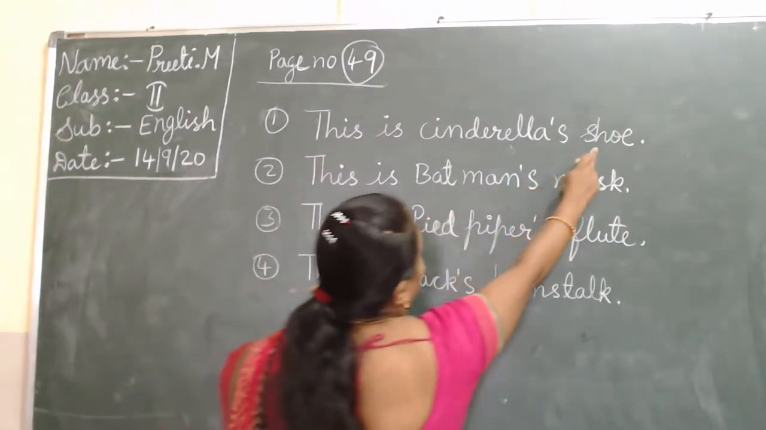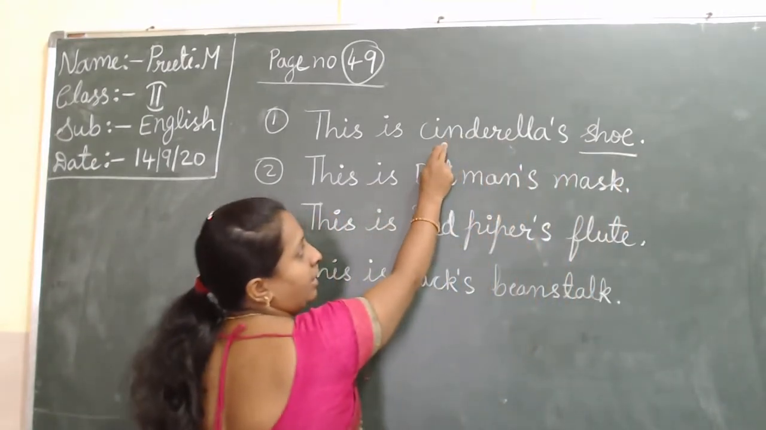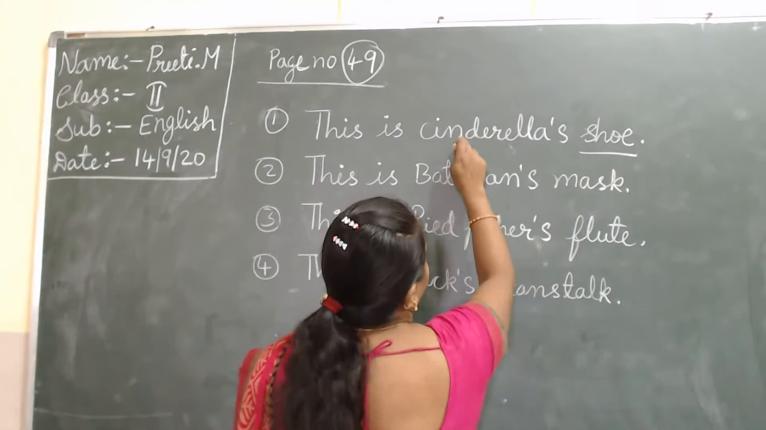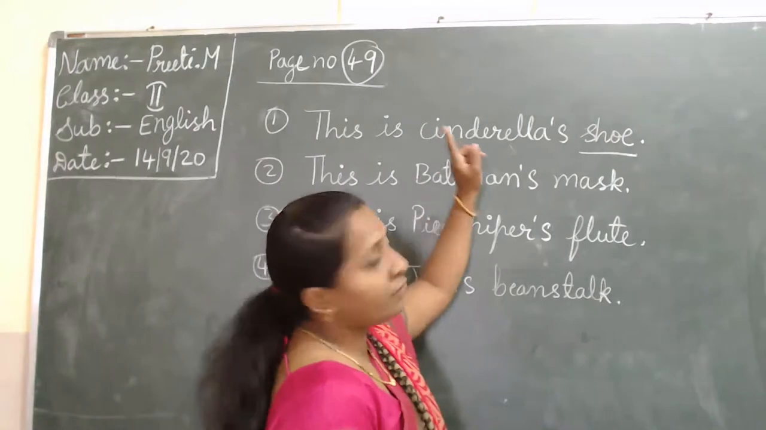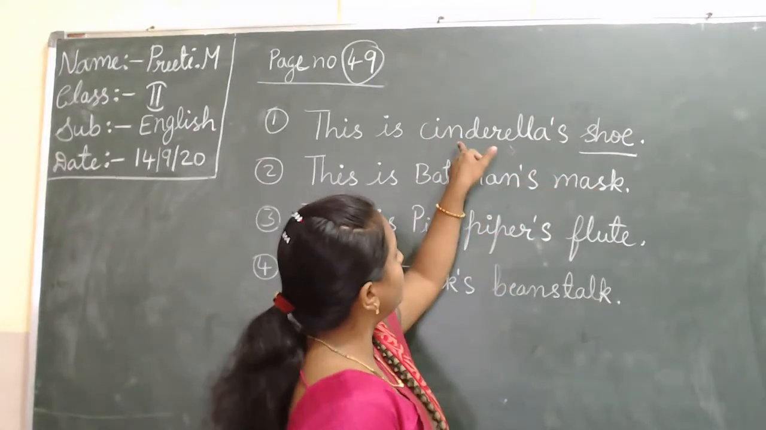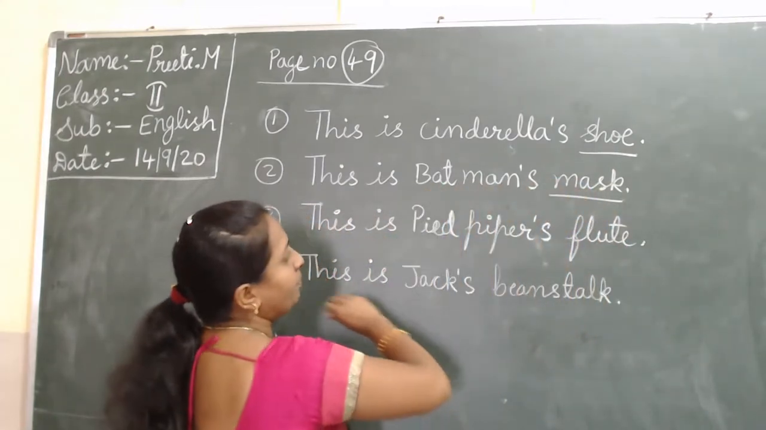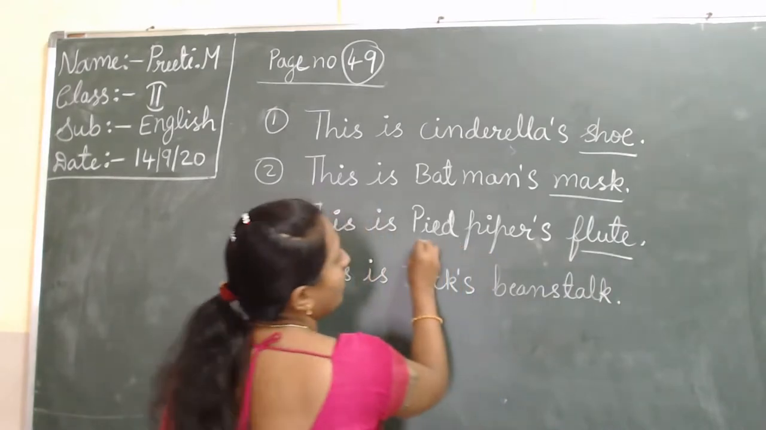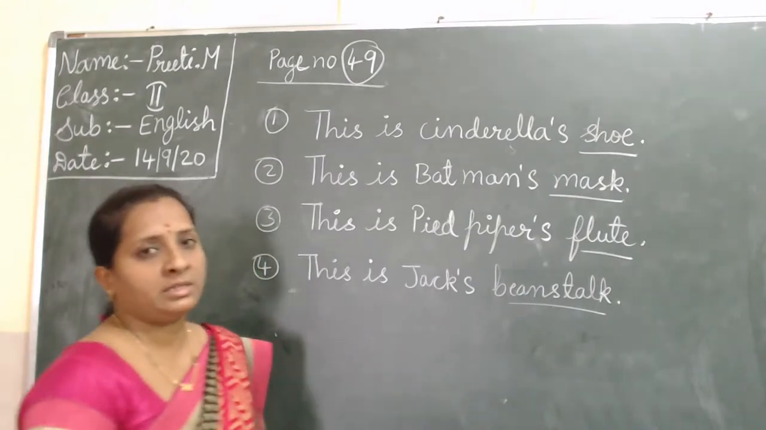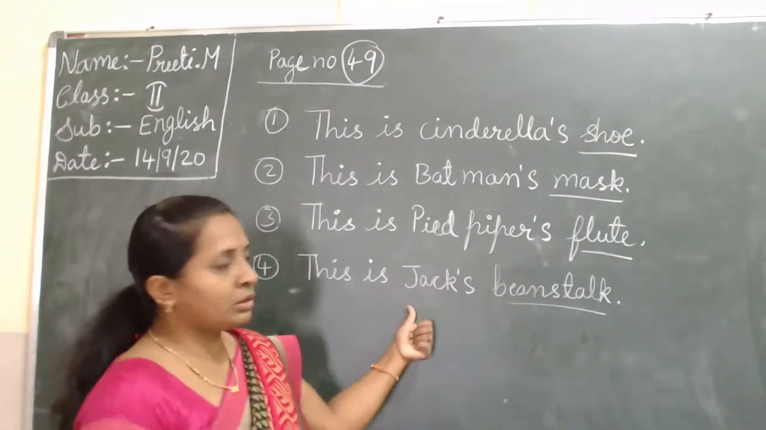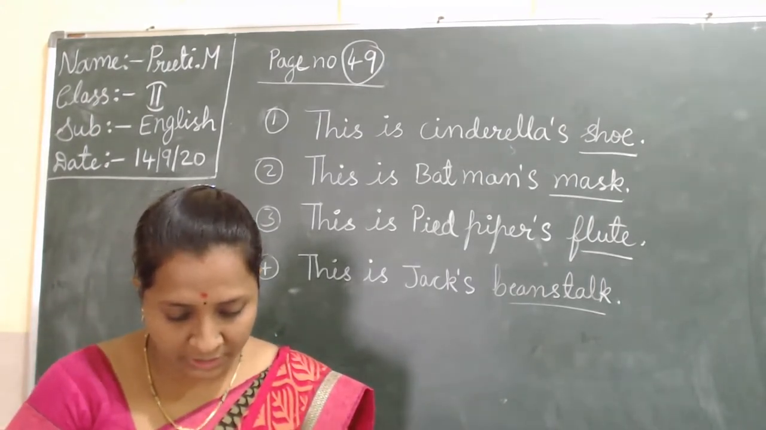In this sentence, the shoe belongs to Cinderella. Who is the owner of that shoe? This sentence tells us the ownership of this shoe. Who is the owner of this shoe? Cinderella. And here, this mask belongs to Batman. And this flute belongs to Pied Piper. And this beanstalk belongs to who? Jack. Okay, this object belongs to whom? Okay, I hope you have written, children.